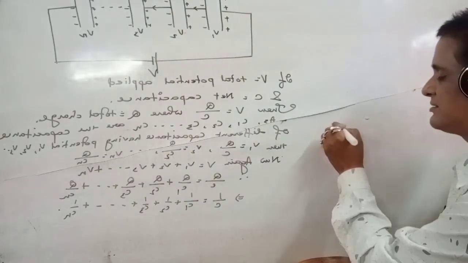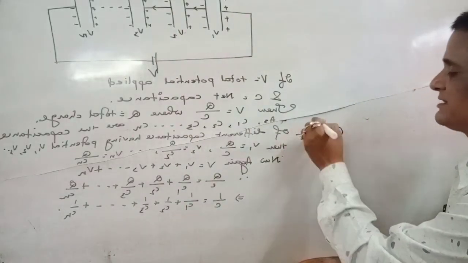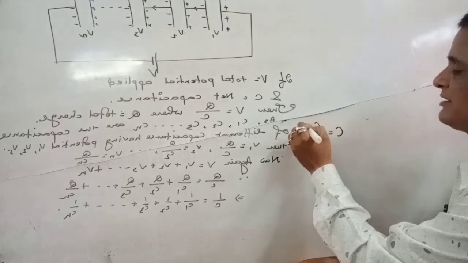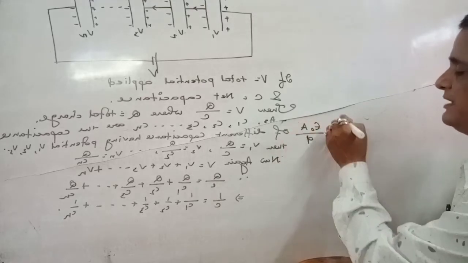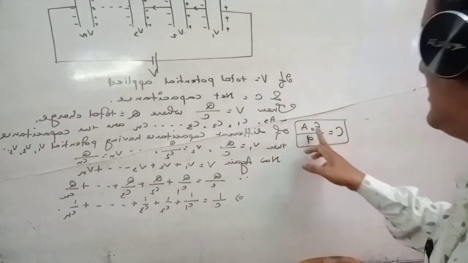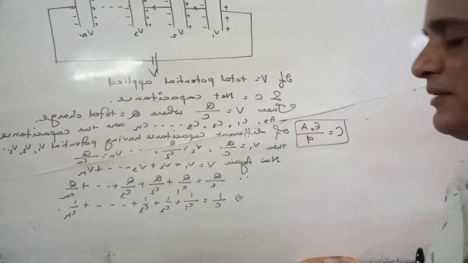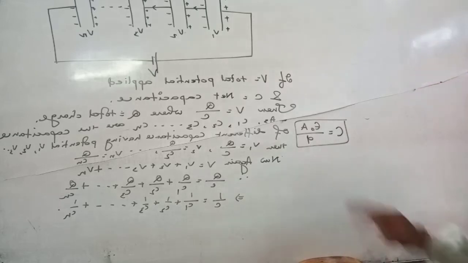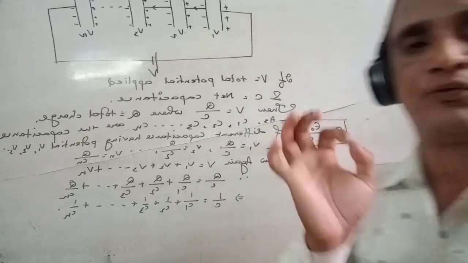We know that in a parallel plate capacitor C equals how much? Epsilon naught A divided by D. We know that formula. In a parallel plate capacitor, what is the formula? C equals epsilon naught A divided by D, that formula we have derived. And from there, what do we come to know?